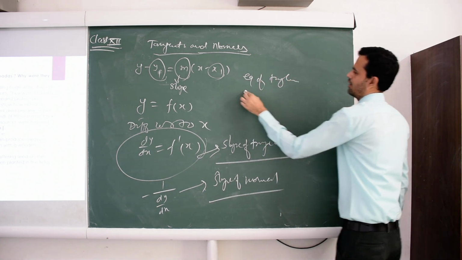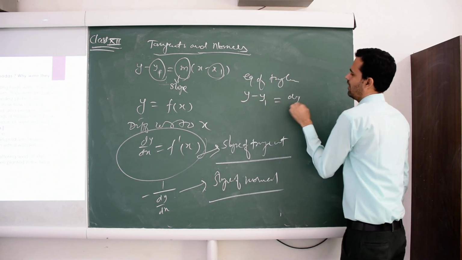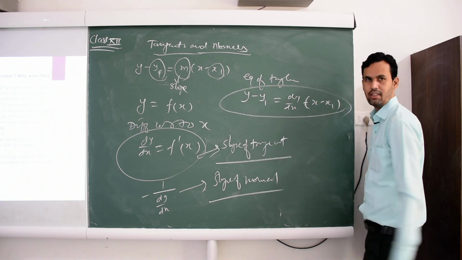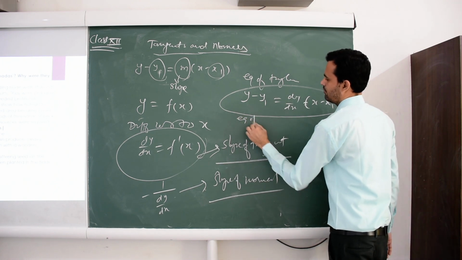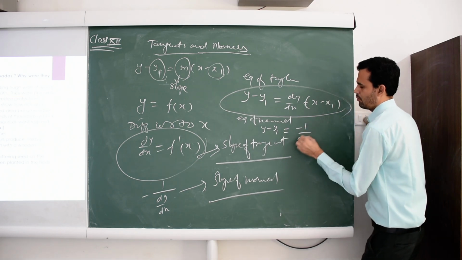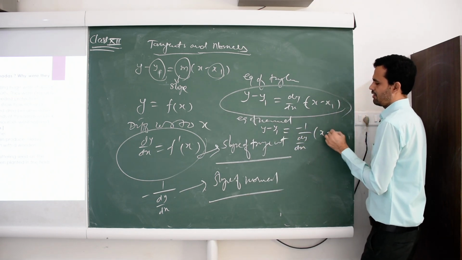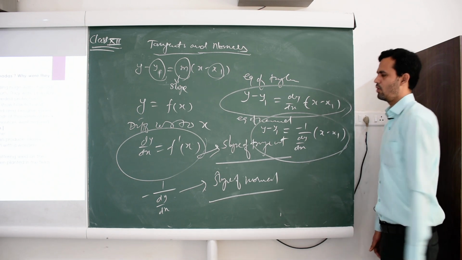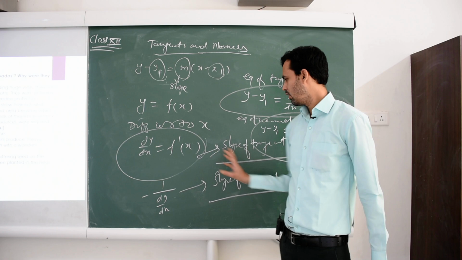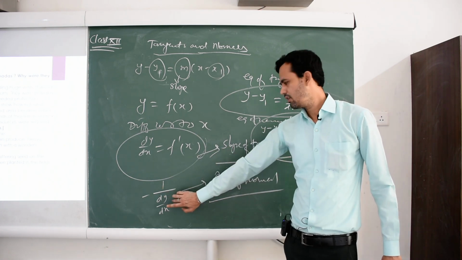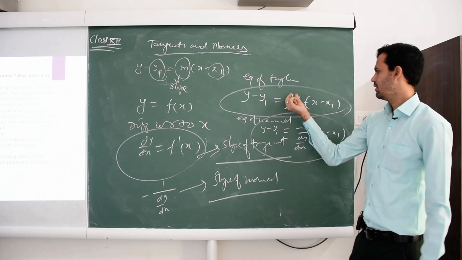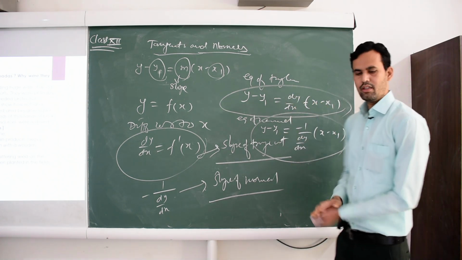The equation of the tangent is y minus y1 equals dy by dx into x minus x1. This is the equation of the tangent, and the equation of the normal is y minus y1 equals minus 1 upon dy by dx into x minus x1. This is the equation of the normal. So dy by dx is called the slope of the tangent, and minus 1 upon dy by dx is called the slope of the normal.